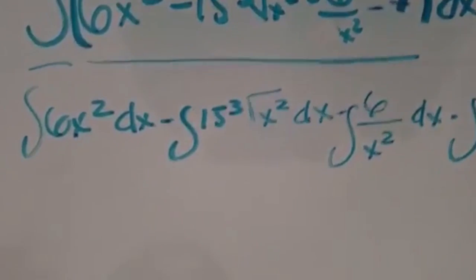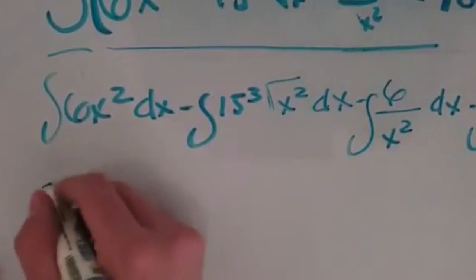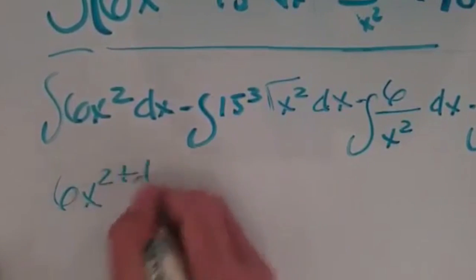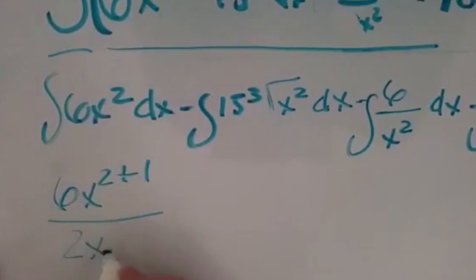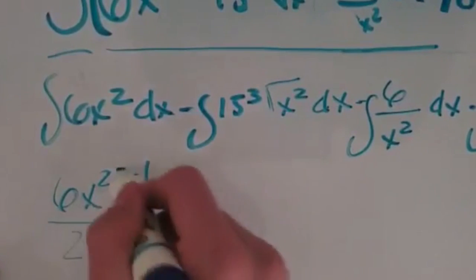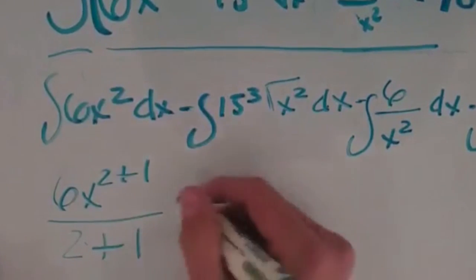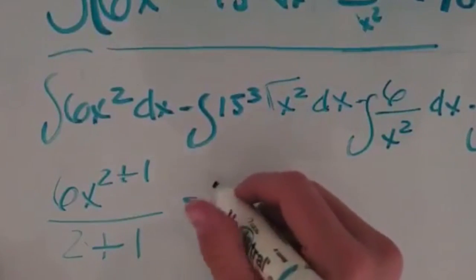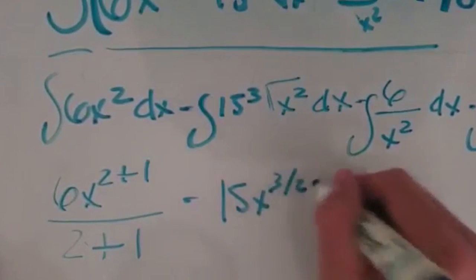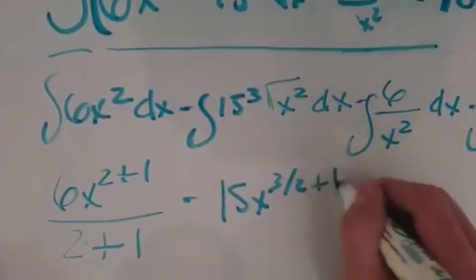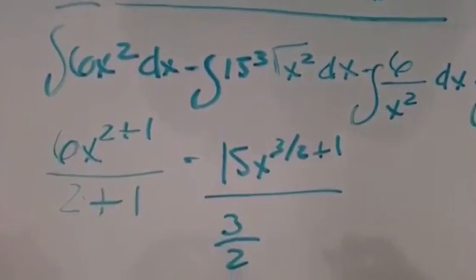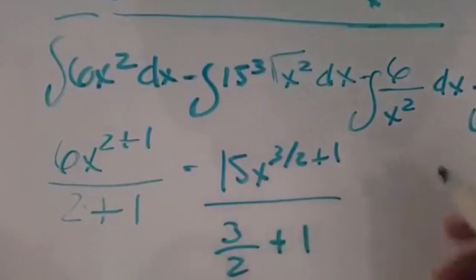So to integrate, you have to do this. You have to do the formula, that is 6x^2 plus 1 divided by 2 plus 1. Because of this you have to put it here. Now minus 15x^(3/2) plus 1 divided by 3 halves plus 1.